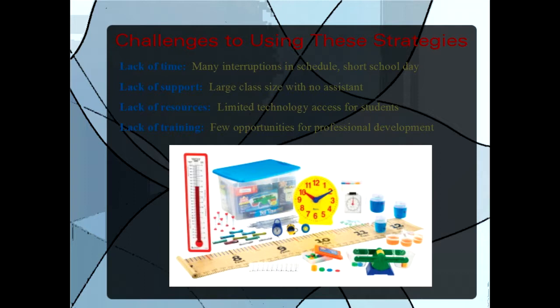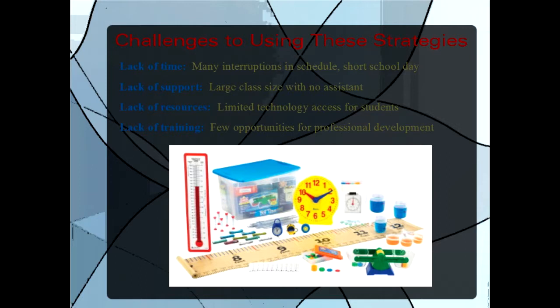There's a lack of support. We have large class sizes, and our primary classes do not have assistants. So, because of the limit of staffing, sometimes it is hard to facilitate some of these lessons, which require more freedom on the part of the students.